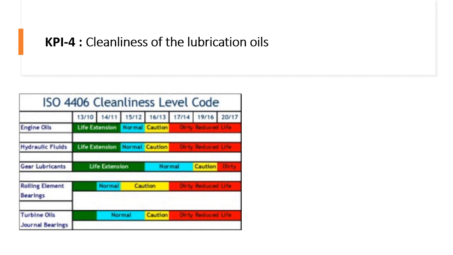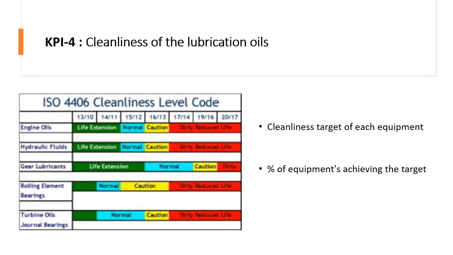We can have different cleanliness standards for our equipments, and we can target each equipment for a particular cleanliness level, and we could track over a period of time what percentage of the equipments are achieving the target. In this way we can improve the overall cleanliness of our lubrication oils over a period of time.